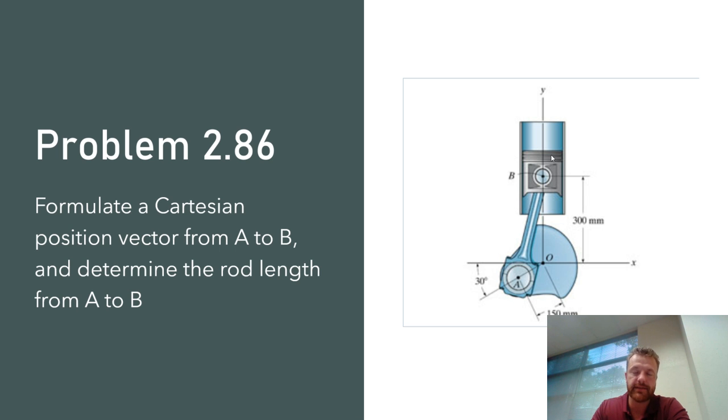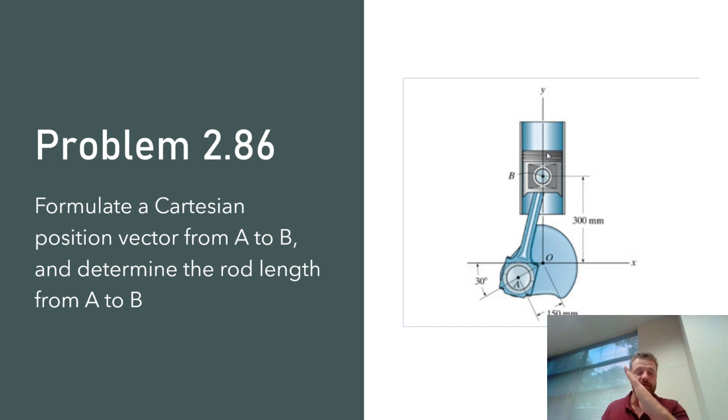That's just a fancy way to say, write an expression for a position vector from A to B in terms of its x and y components, I should have said, and then determine the rod length from A to B. So basically what's going to happen is if we draw a position vector that goes from A to B, we're going to talk about the process for doing that.